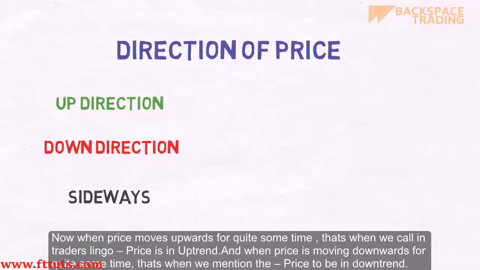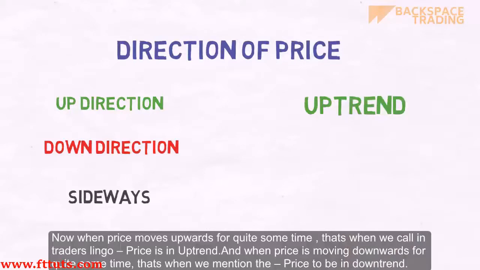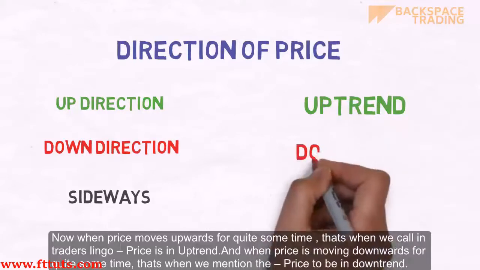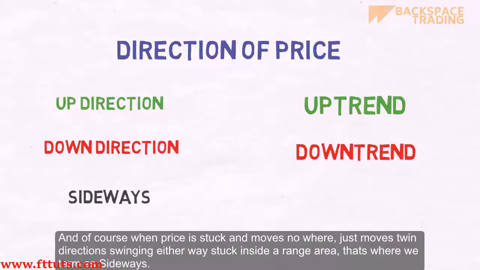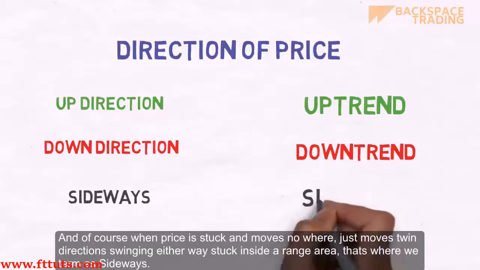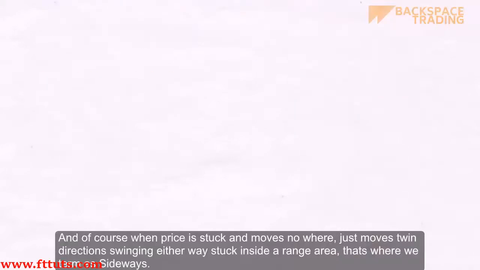Now, when price moves upwards for quite some time, that's when we call it, in traders' lingo, an uptrend. And when price is moving downwards for quite some time, that's when we say price is in a downtrend. And of course, when price is stuck and moves nowhere, just swinging either way inside a range area, that's what we term as sideways.